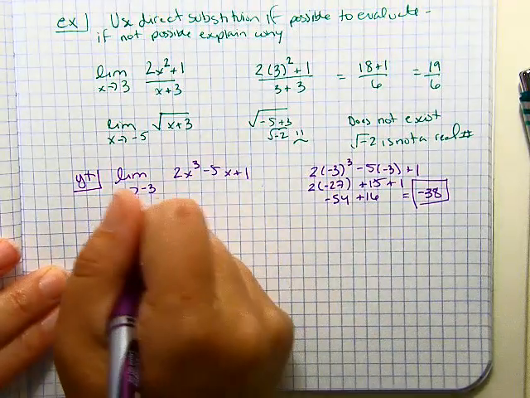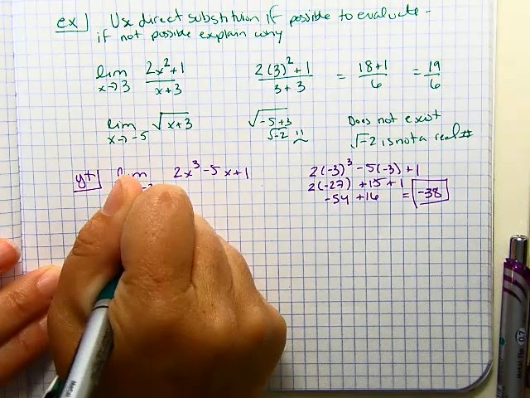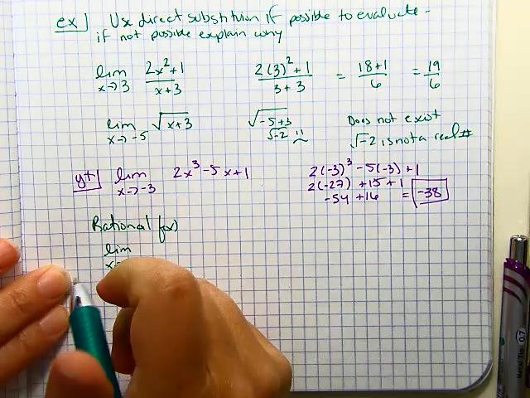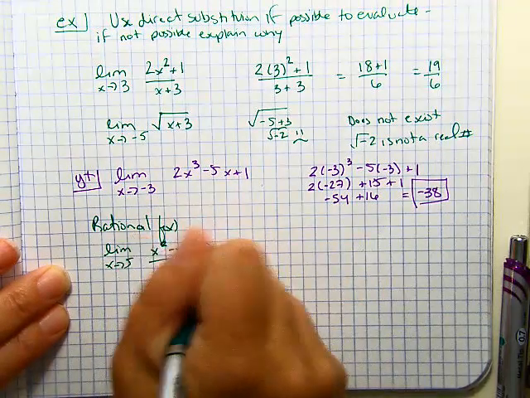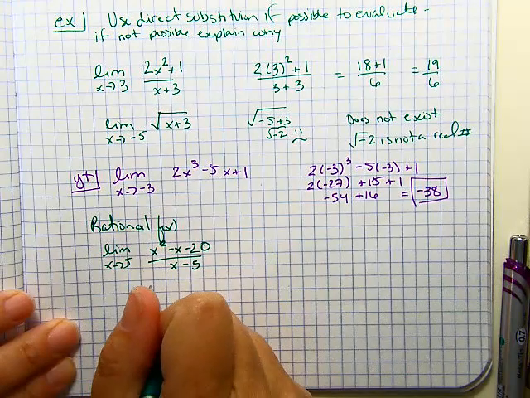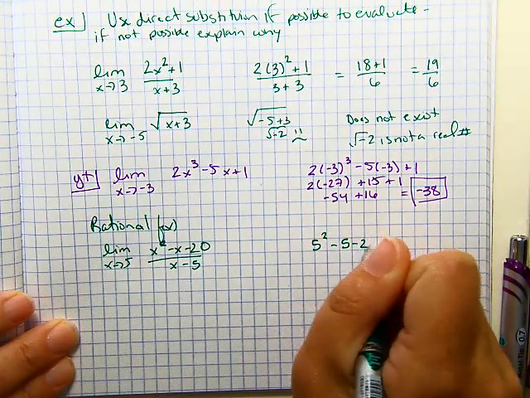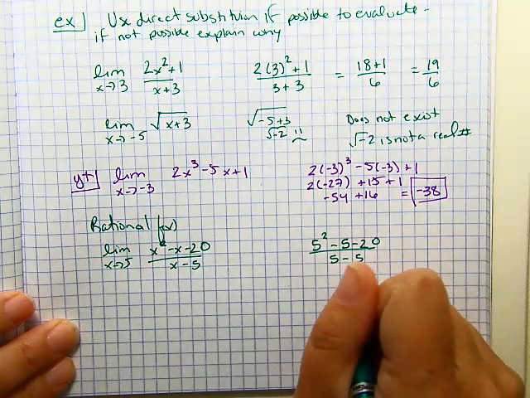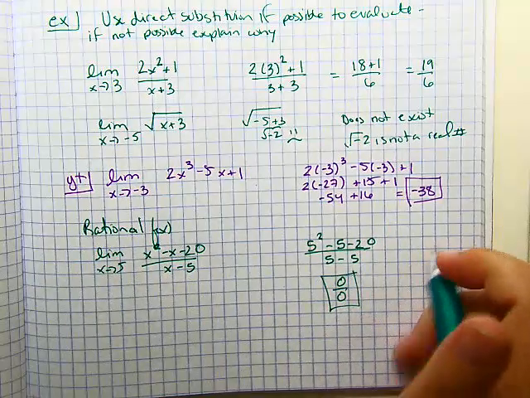So when you have a rational function, something funky might happen. If I have the limit as x approaches 5 of x squared minus x minus 20 over x minus 5, and if I plug 5 in, I get what? 5 squared minus 5 minus 20 over 5 minus 5. This turns into 0 over 0. If you get 0 over 0, this is the indeterminate form.